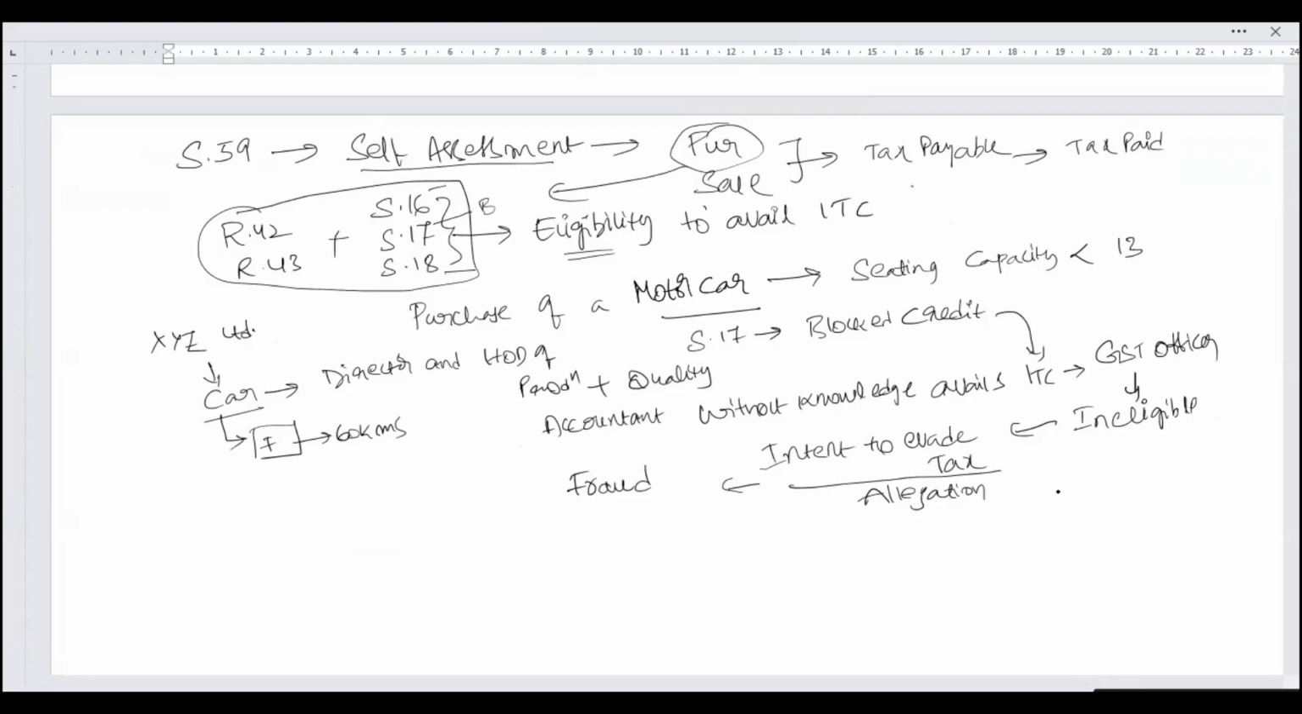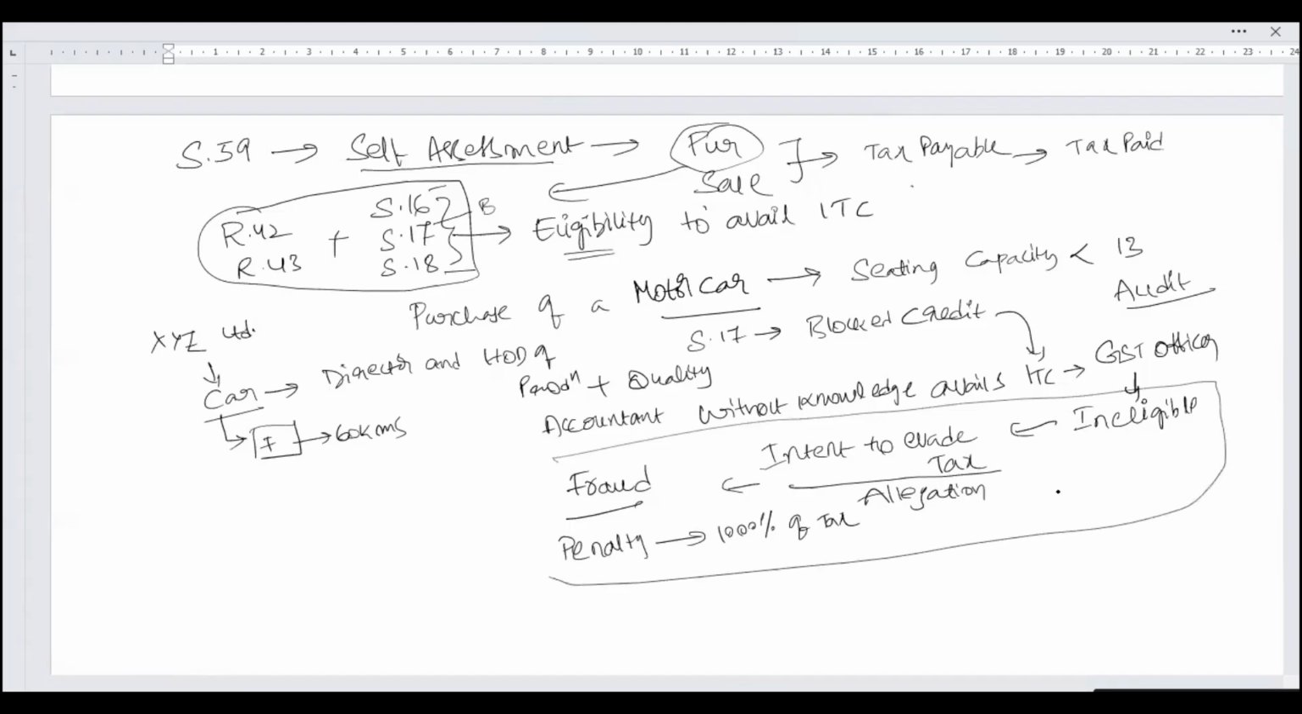Now, the moment they say you have evaded, you have not paid tax, you are a fraud, then there is a punishment, which is called penalty. This penalty is 100% of tax. So in general, whenever there is an audit conducted under the GST law and they come across something wrong, there is a possibility that officers frame their opinion in this manner.